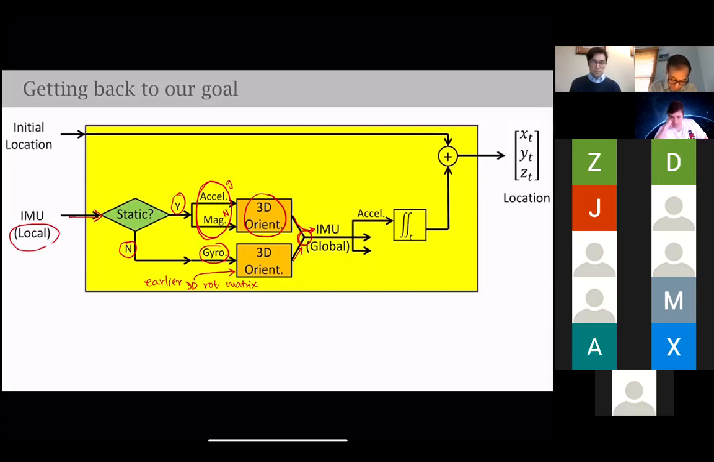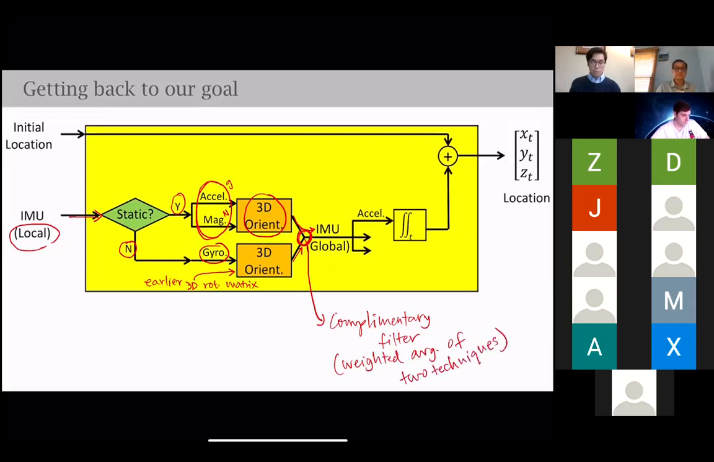You put a complementary filter here. Complementary filter: basically a weighted average of two techniques. That gives you IMU global. You take the accelerometer data out of it. You double integrate, you get your displacement. You add to the initial location. You get XYZ. That's the pipeline.